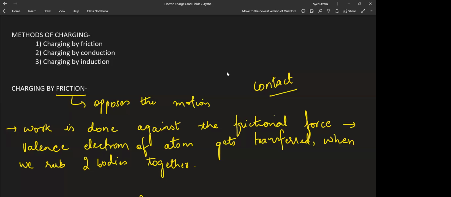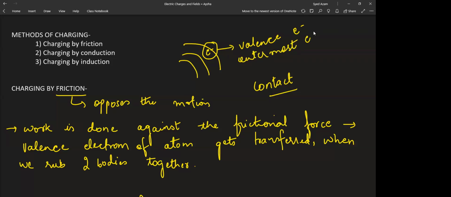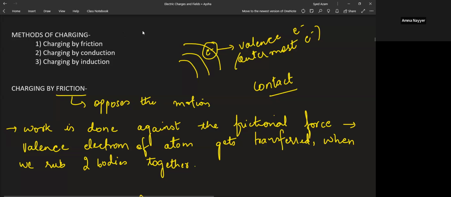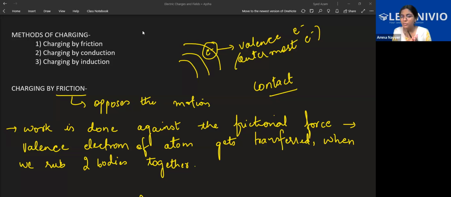Here, in charging by friction, electrons and protons and everything are present. The outermost electron, in chemistry, is called a valence electron. When ionization energy and ionization potential are discussed, these valence electrons matter. Charging by friction basically opposes the movement. Whatever the motion, the frictional force will be in the exactly opposite direction. This is what we have studied from our previous concepts.